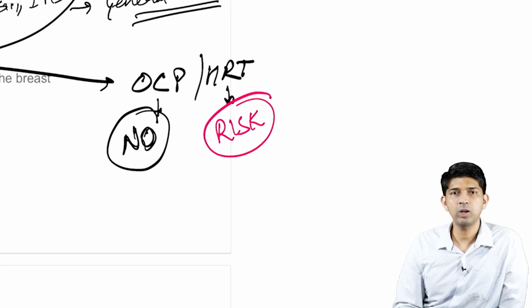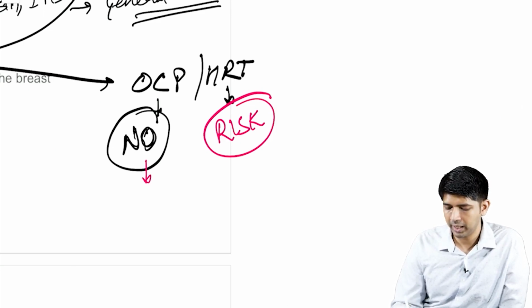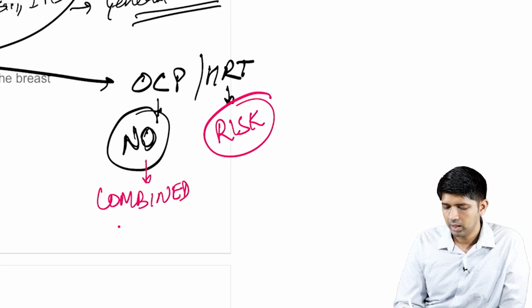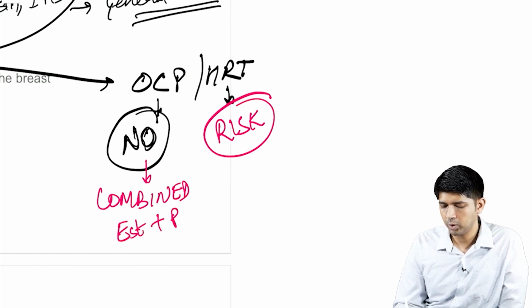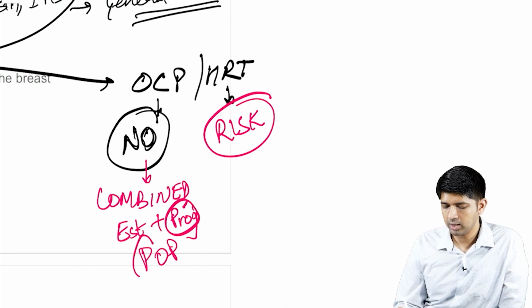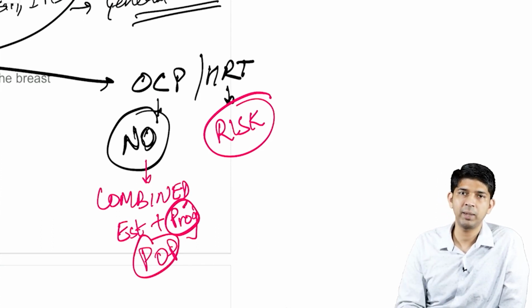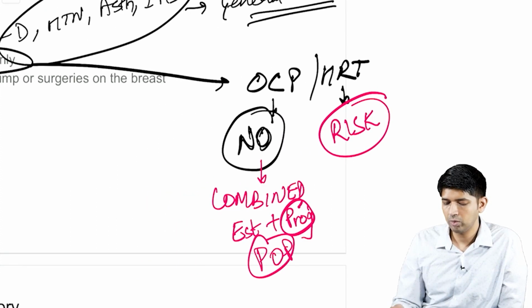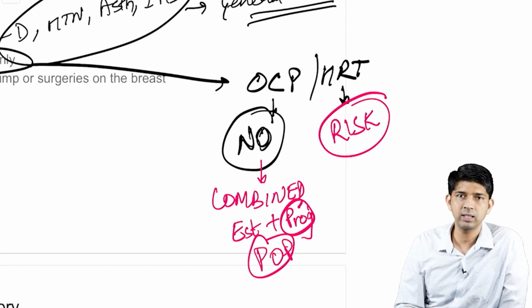Why is OCP no longer considered as a risk factor? Because the ones we get nowadays are the combined pills, which have both estrogen plus progesterone, or progesterone-only pills, also called POP pills. As long as progesterone is involved, there is no increased risk of developing cancers. In the earlier days, they used to give estrogen-only pills. So now OCPs are no longer considered a risk factor.